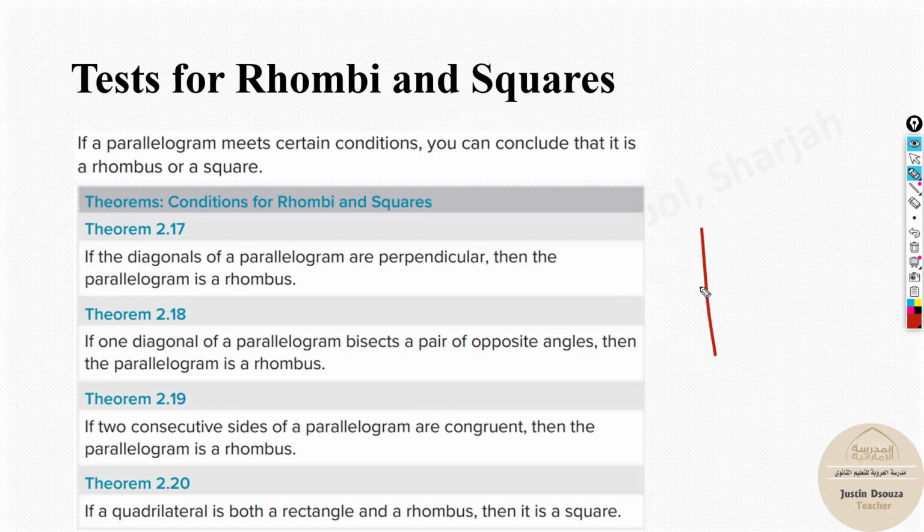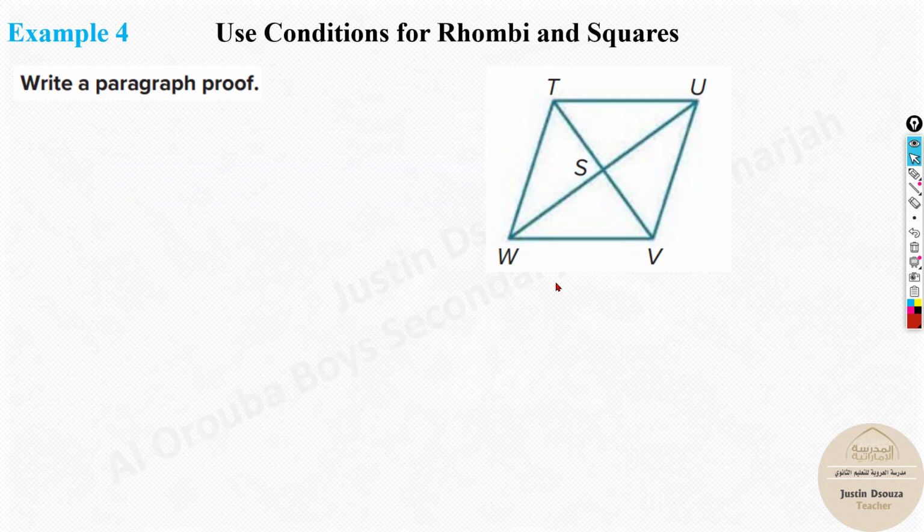If two consecutive sides of a parallelogram are congruent, that means if two sides are equal, then it is a rhombus. And if a quadrilateral is both a rectangle and a rhombus, then it is a square. See, square and rhombus are very close. Only the thing is, a rhombus is not 90 degrees, while in a rectangle, this is 90 degrees. So then that is a square, sorry.